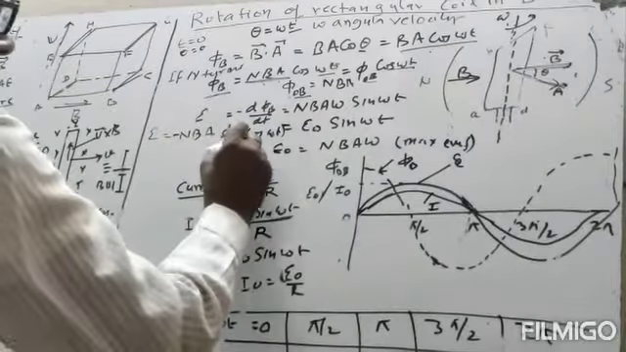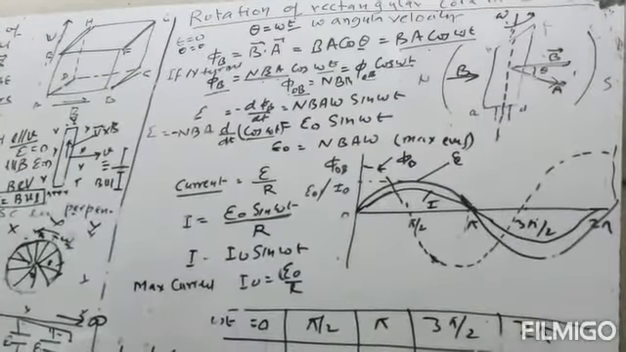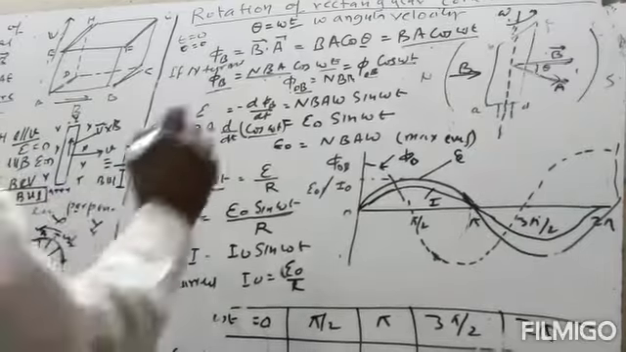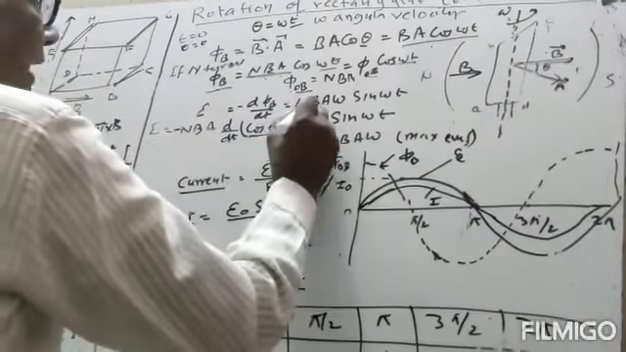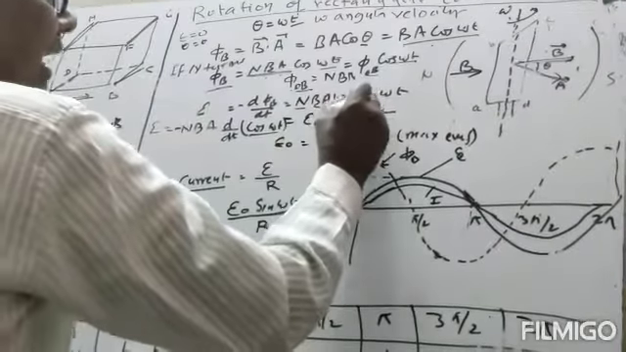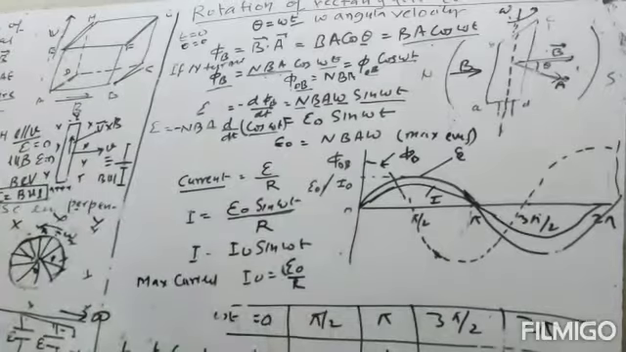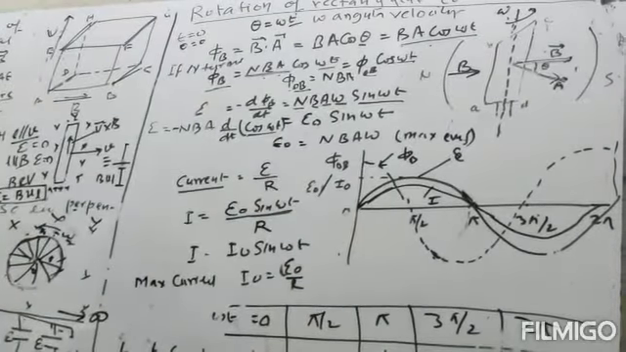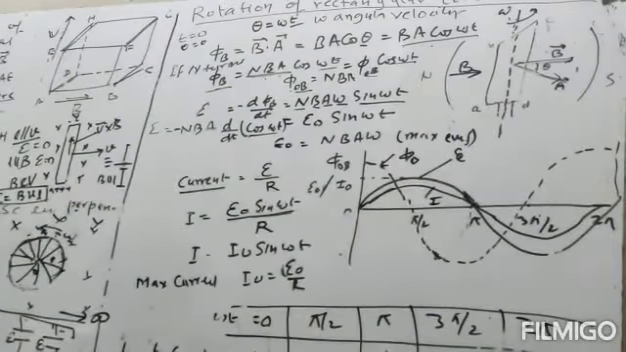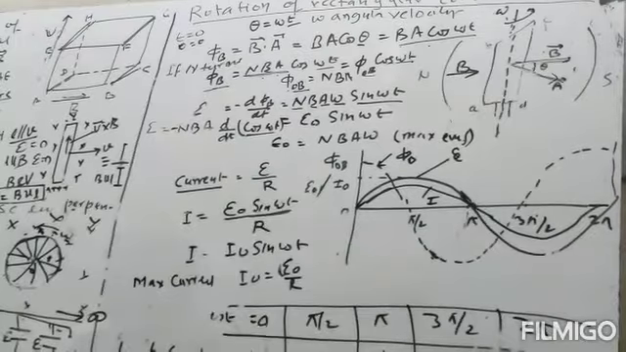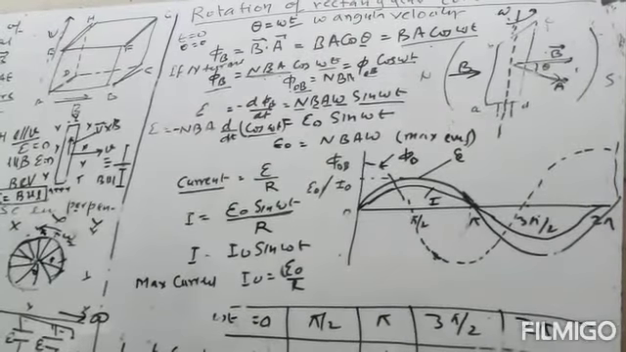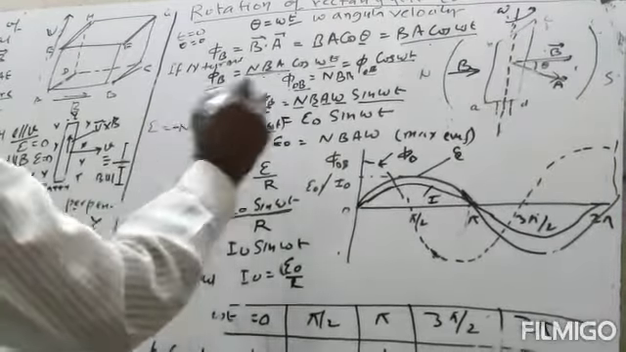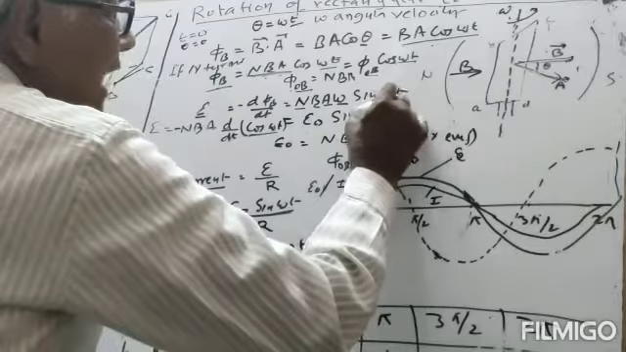Now the differentiation of cos omega t is equal to minus sin omega t into omega. So it will be equal to NBA omega sin omega t. So the induced EMF will be equal to NBA omega sin omega t. Here also we see that EMF is a function of time.